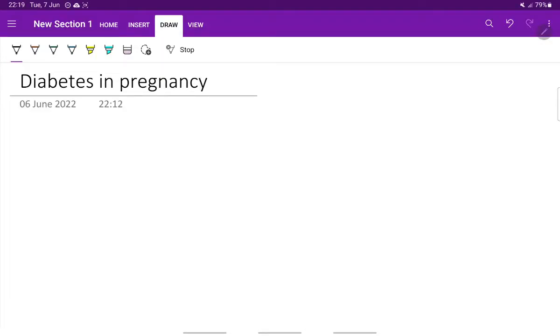Let's see about diabetes in pregnancy. As we all know, diabetes is the most common medical complication in pregnancy. First, let's see the classification of diabetes in pregnancy.